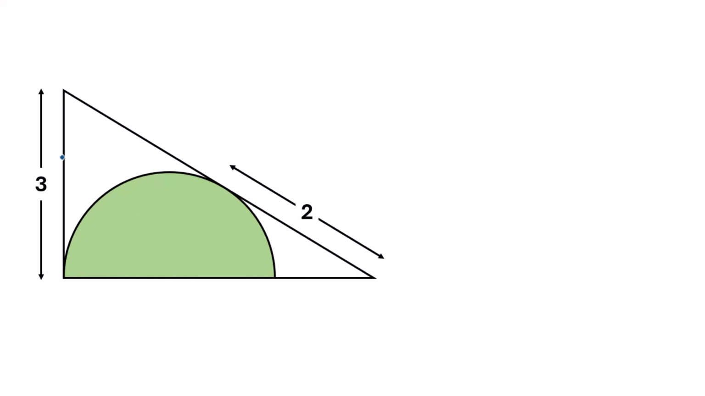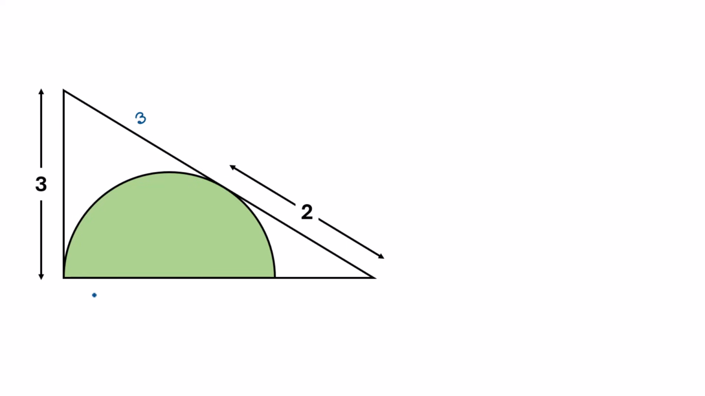As these two lines are tangents of this circle and these two tangents meet at this point, these two tangent lengths are equal. As this is 3 units, this length will also be 3 units. So the height is 3 units and the hypotenuse of this triangle is 3 plus 2, which is 5 units.